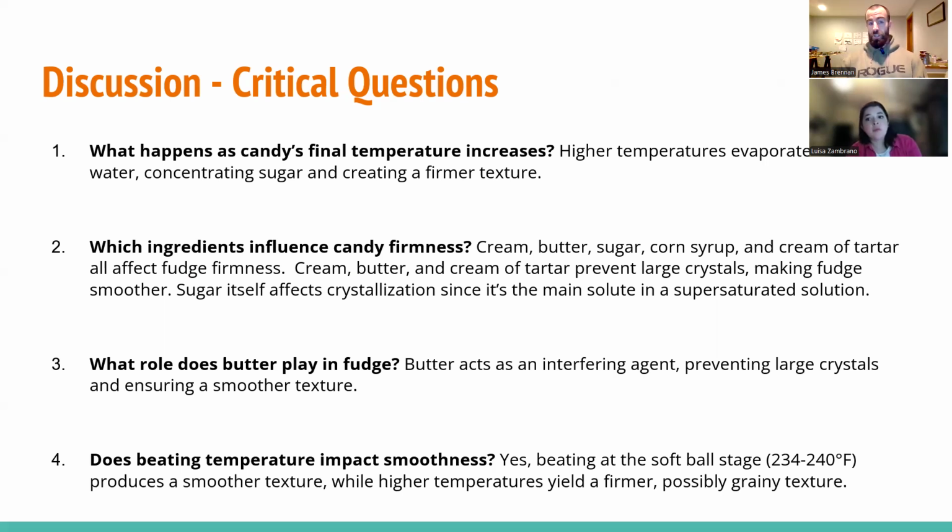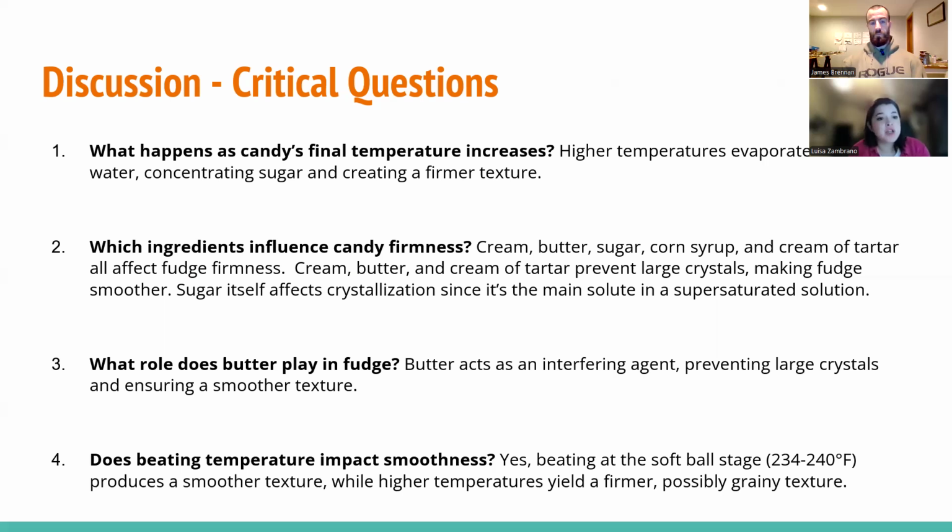So then sugar and corn syrup, they are not going to prevent firmness. They are the actual substances that are crystallizing themselves. So having sugar present is going to affect crystallization, since that is the solute that is present in this supersaturated solution that is ultimately forming crystals.